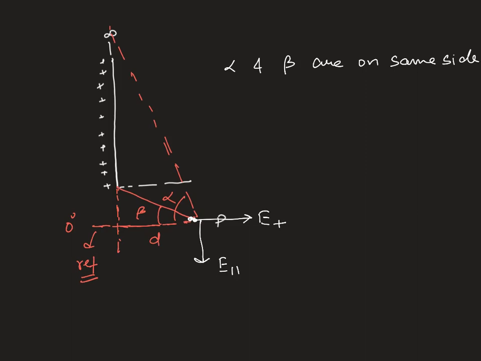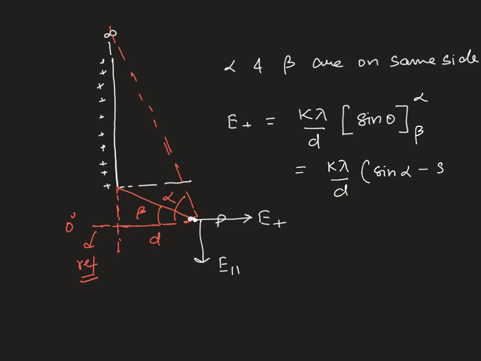So we'll try to remember what E perpendicular was. E perpendicular was k lambda by d. Now I am going back to the basic derivation. If you might remember, that was sine theta, and the limits were from minus beta to alpha. But this time around, the limits will be from beta to alpha because they are on the same side of the reference. So the limits are going to be beta to alpha. So that will be equal to k lambda by d into sine alpha minus sine beta.